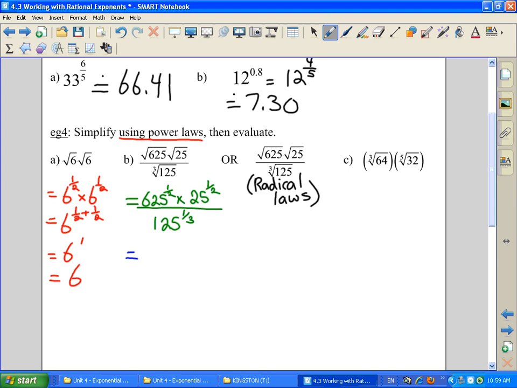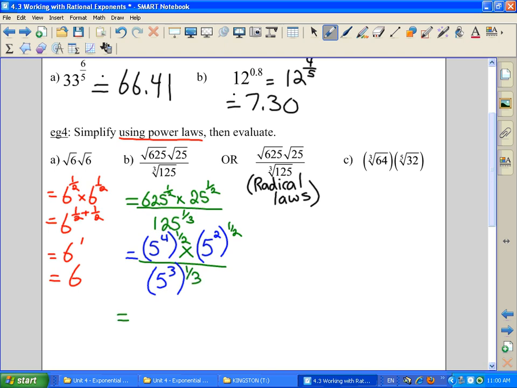So for example, 625 equals 5 to what power? It equals 5 to the power of 4. Then that is still raised to the 1/2, guys. Okay? Times, how do we write 25 as a power of 5? It's going to be 5 squared, all raised to the 1/2 still. And then on your denominator, 125 is really 5 to the power of 3. And that's all still raised to 1/3.